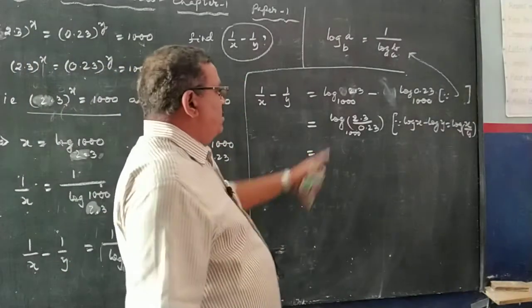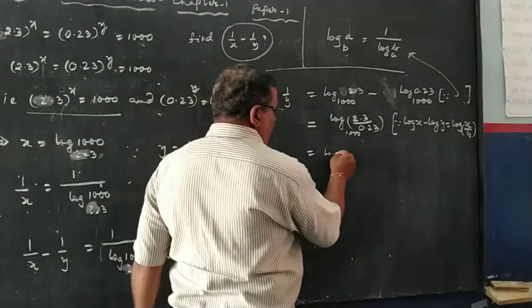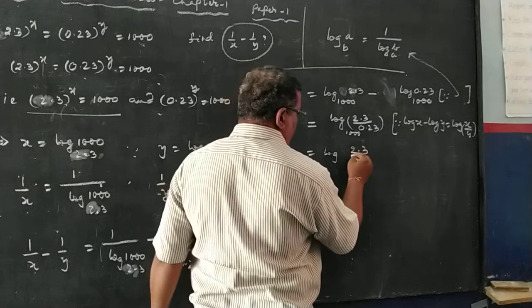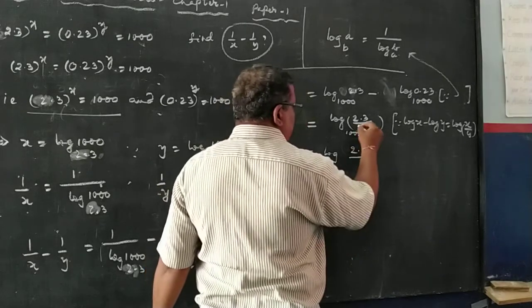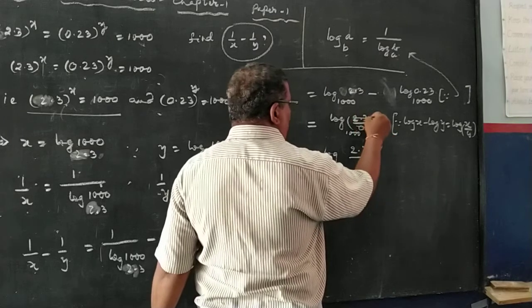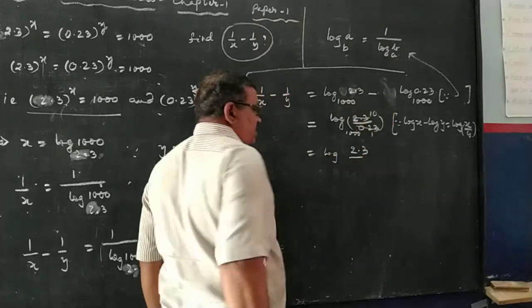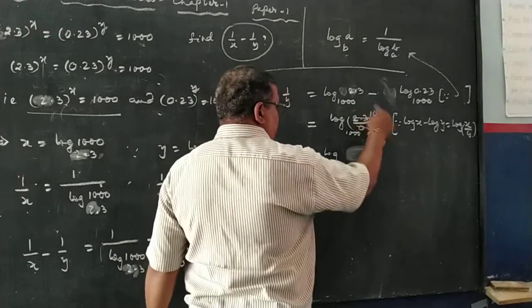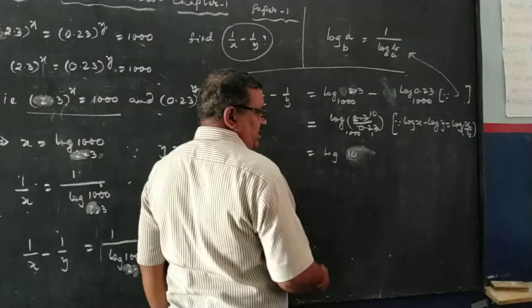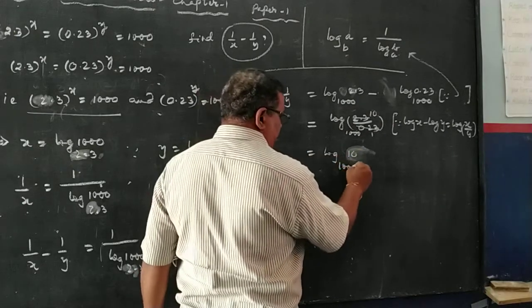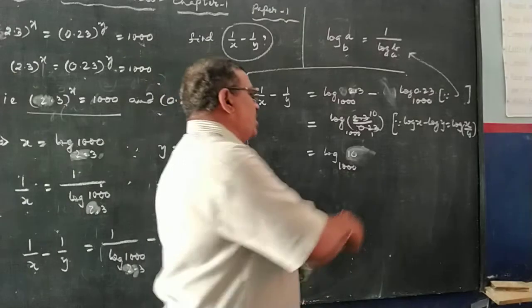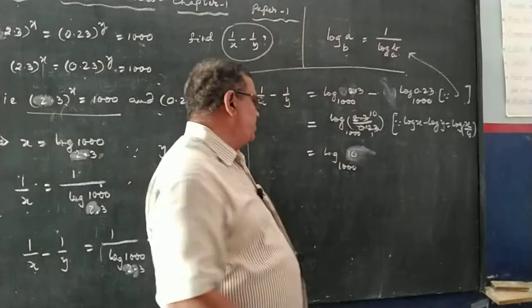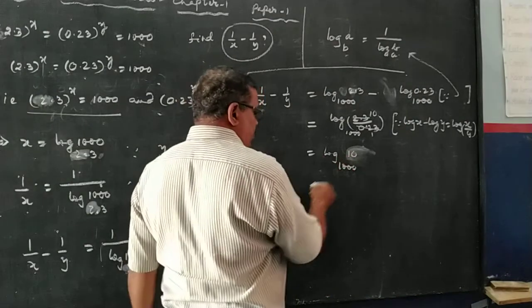Now, one time see this one, log 2.3 by 0.23. How many times does 0.23 cancel? 0.23 once, 0.23 tens, 2.3. So you get how much value in the fraction? That is 10 by 1, that is nothing but log 10 base 1000.